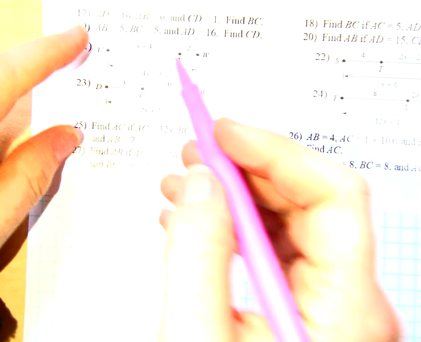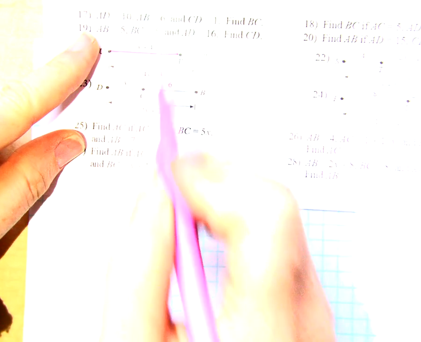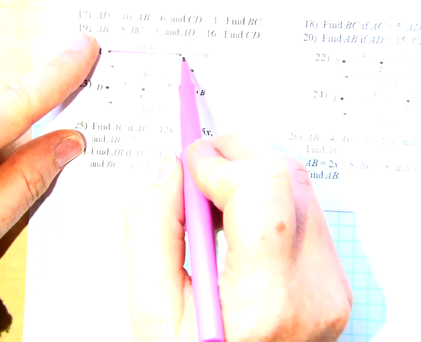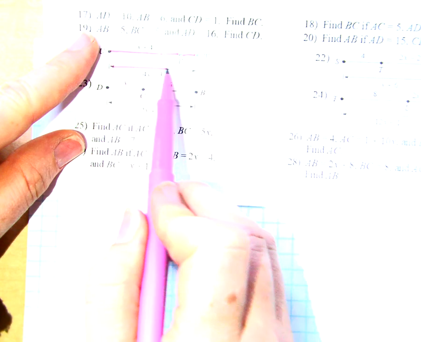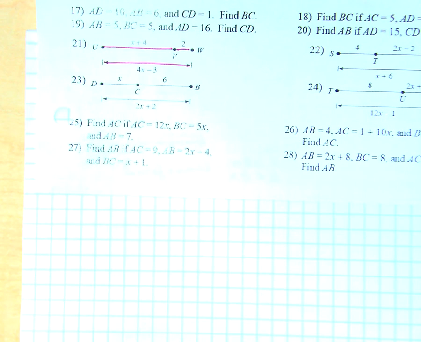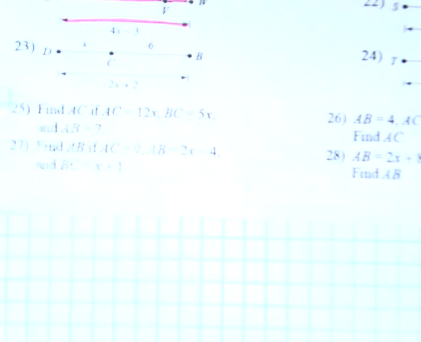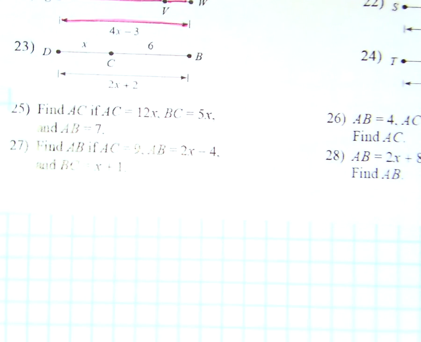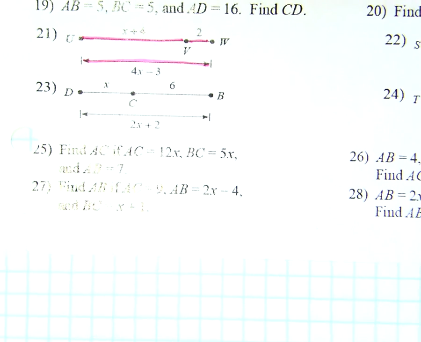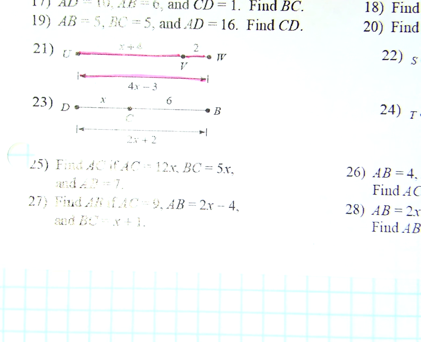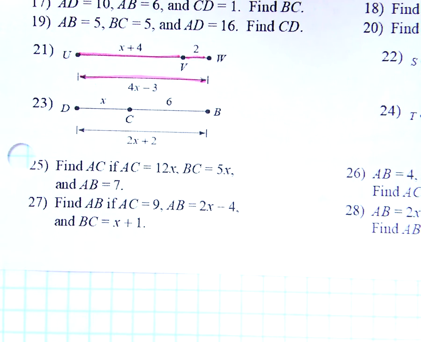What I'm going to do is I'm going to say, okay, I know that this piece plus this piece has to equal the whole line segment, which is 4x minus 3. So in this section, we're just going to be solving for x. Just solve for x. Okay. And you should be able to see this a little clearer on your paper.